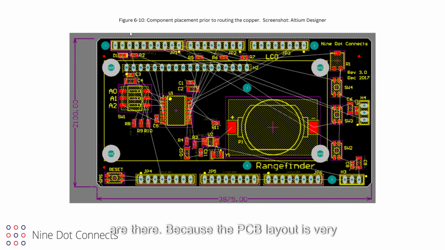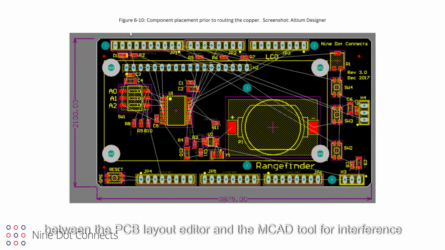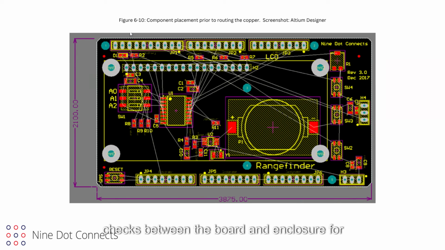Because the PCB layout is very mechanical in nature, MCAD, mechanical computer-aided design, tools can be used to assist with: Number 1. The creation of the board shape, especially if the board has some unusual dimensions and curves. Number 2. Creation of 3D component bodies to assist in component placement suitable for both the electrical and mechanical aspects of the design. Number 3. Collaboration between the PCB layout editor and the MCAD tool for interference checks between the board and enclosure for electrical and mechanical aspects. Documentation provided by the PCB layout includes, but is not limited to, the following.